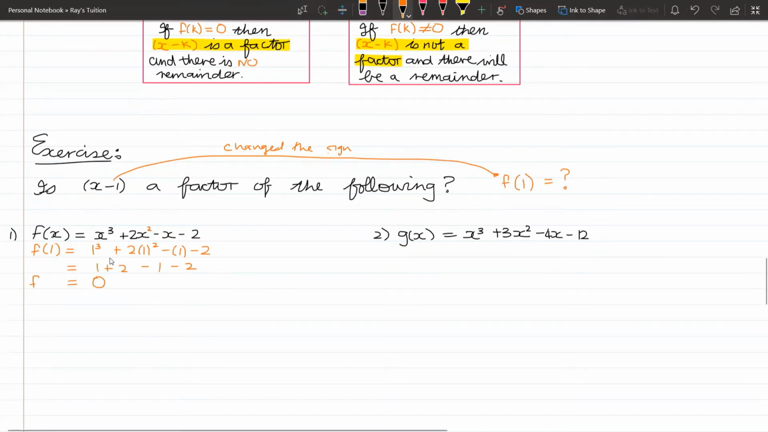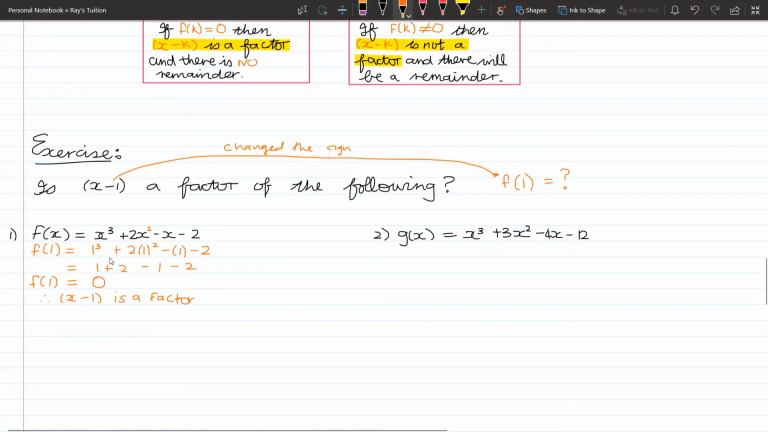Here we have that f of 1 is 0, therefore we know that x minus 1 is a factor. So when we substituted it in, we got 0, so we know that x minus 1 is a factor. So let us look at the second one, which is g of x.